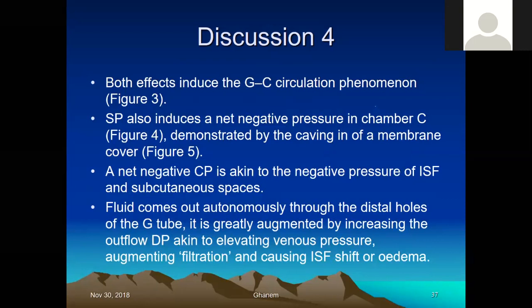Fluid comes out autonomously through the distal holes of the G-tube. It is greatly augmented by increasing the outflow distal pressure, akin to elevating central venous pressure, augmenting filtration, and causing interstitial fluid shift or edema.